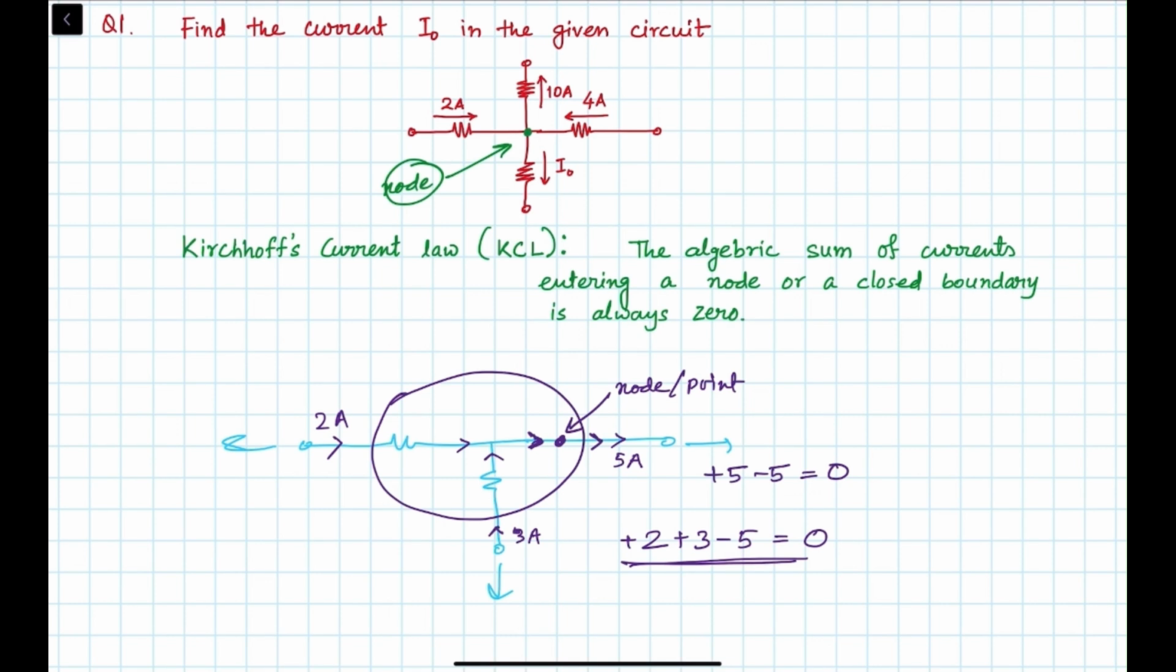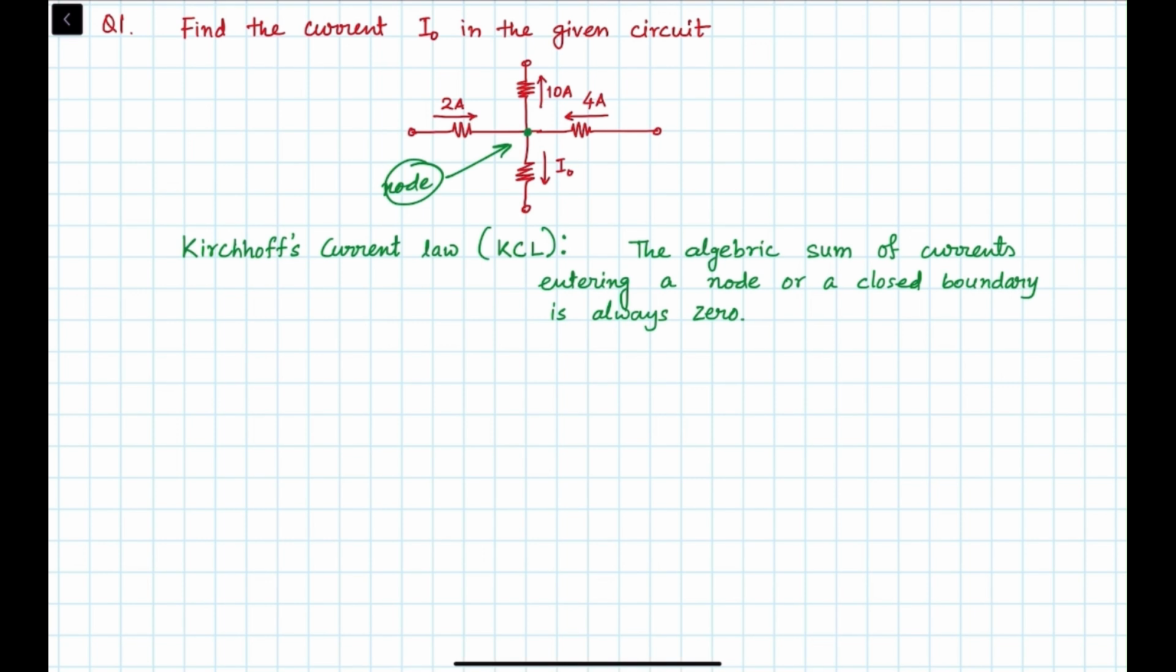Now you can see the question. There is a node, and take the entering current as positive and the exiting current as negative. So plus 2 is entering, then 10 is leaving, so we'll take minus 10. I naught is also leaving, so minus I naught, and 4 is entering, so it will be plus 4. This will be equal to 0. So if we calculate this, you will get minus 4 minus I naught is equal to 0, or I naught is equal to minus 4, right?